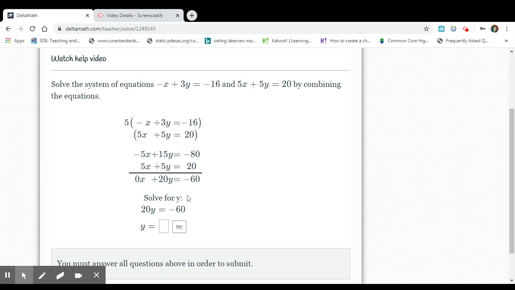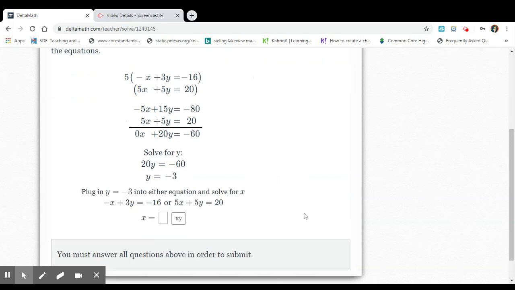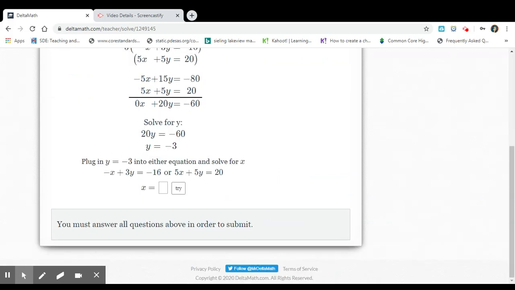Now it has partially solved it for us, and it says 20y is negative 60. So what's y? Well, of course, y has to be negative 3, right? Because 20 times negative 3 is negative 60. And I'm going to push try again. And now it's saying, okay, you got y. Now let's take that value and plug it into whatever equation you want. So I am going to go into this one. This 5x plus 5y looks way easier than the one with all the negatives.